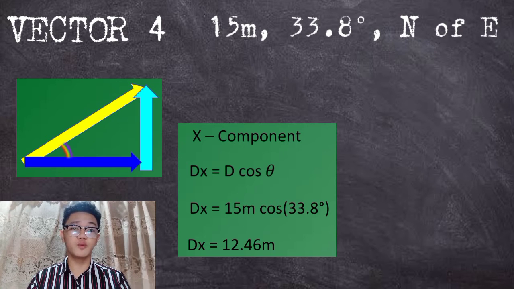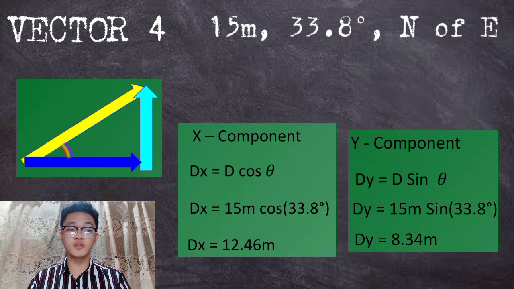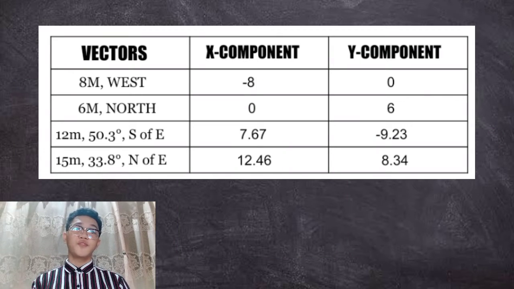For the y component, we will use the equation dy is equal to d sine theta. dy is equal to 15 meters sine 33.8 degrees. Now we will have the answer dy is equal to 8.34 meters. Now, our x and y components of each vector are complete. We will sum them up.